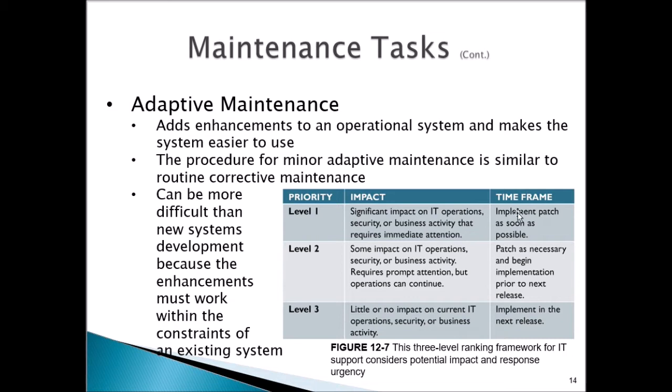So here are some different examples of adaptive maintenance. You have the need to add enhancements to an operational system and make the system easier to use. The procedure for minor adaptive maintenance is similar to routine corrective maintenance, and it can be more difficult than new system development because the enhancements must work within the constraints of an existing system. So in this example here, we see a 3-level ranking of what IT support might consider potential impact in its responses. So go ahead and take a look at that for a second.